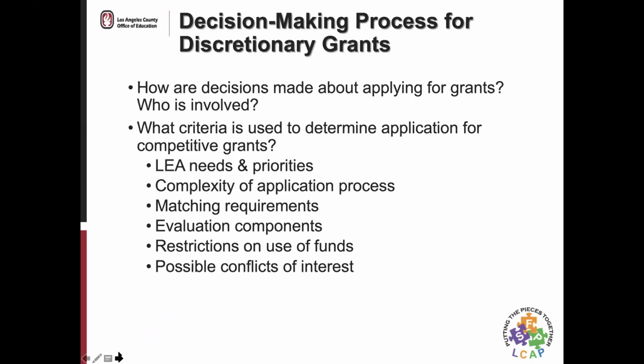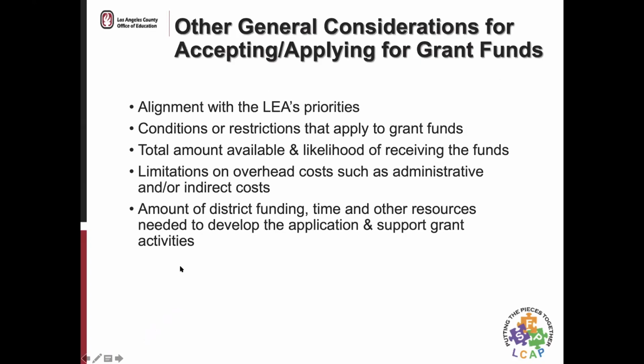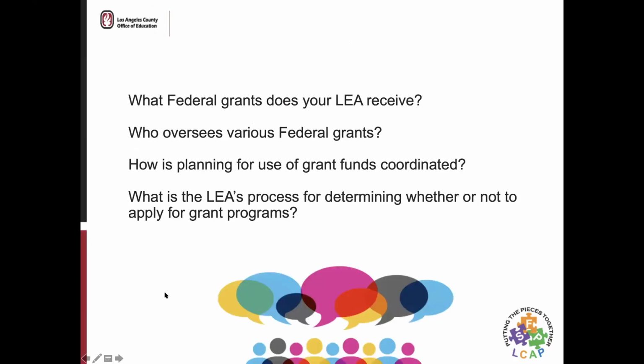Okay. All right, so I think we're almost there. Again, these are some of the things we talked about: amount of money, alignment to priorities, limitations on overhead and administrative costs, and the time and resources you have to put into it. So just some things to think about at the beginning when you decide, do I even want to apply for these funds? Okay. So just some takeaways, things to take back and think about.